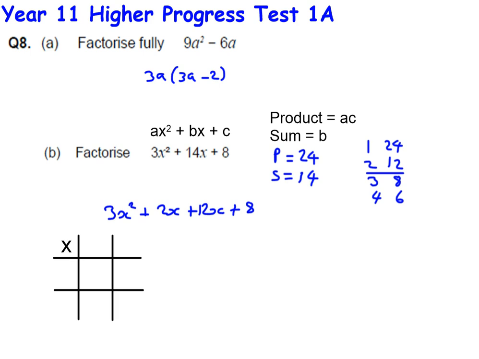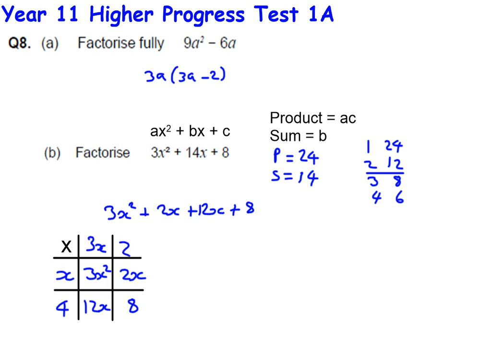So I'm going to put my 3x squared, where we would normally put the answer, and the 2x, and the 12x, and the 8. Now what's going to happen next is I'm going to look across to see what's the biggest factor I can take out of 3x squared and 2x, and that is x. So to make 3x squared, I need to multiply x by 3x. To be able to make 12x, I need to multiply my 3x by 4. And to be able to make 8, I need to multiply my 4 by 2.